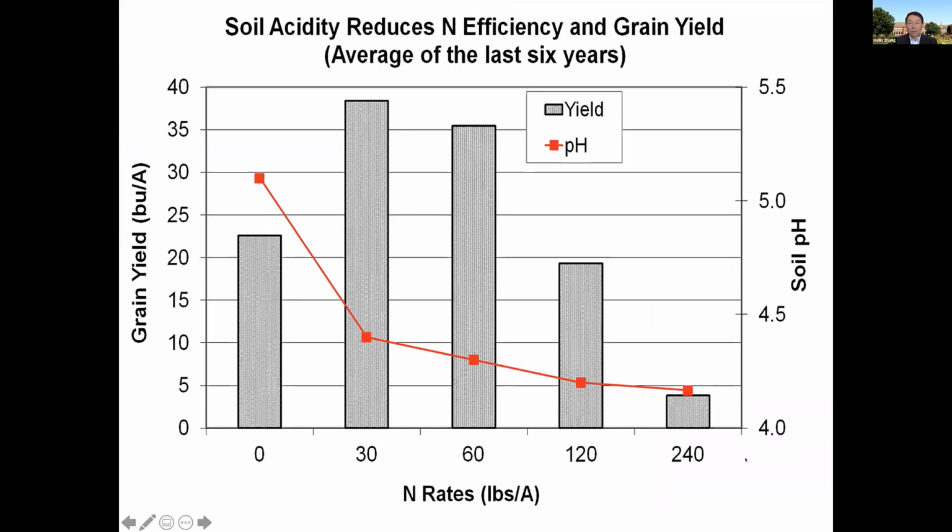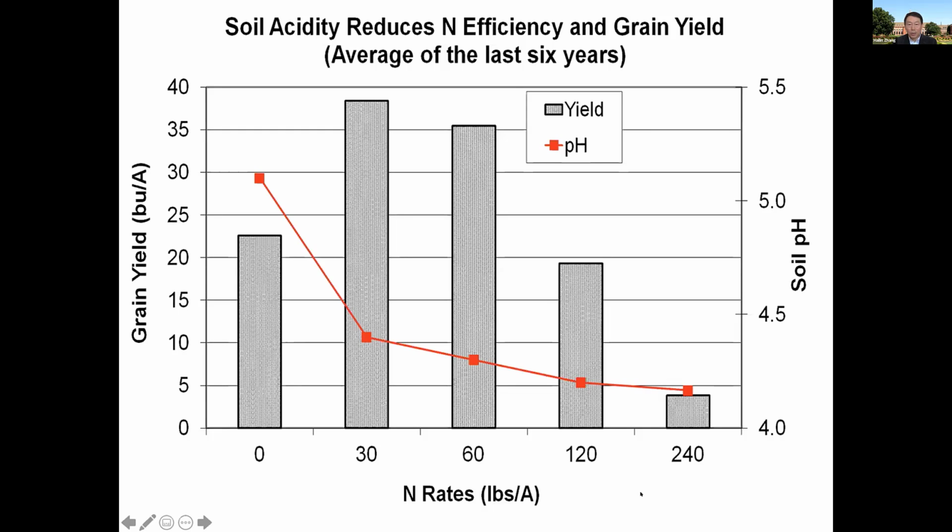So this is an example from Oklahoma. As pH decreases, the grain yield just drops dramatically, even if you apply more nitrogen. Actually, when you apply lots of nitrogen, because the plant did not use it, it is left in the soil and becomes nitrified, so it adds more acidity. That's why the pH is lower when you apply more nitrogen.